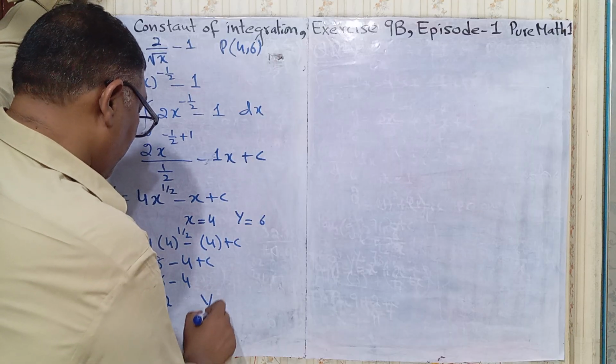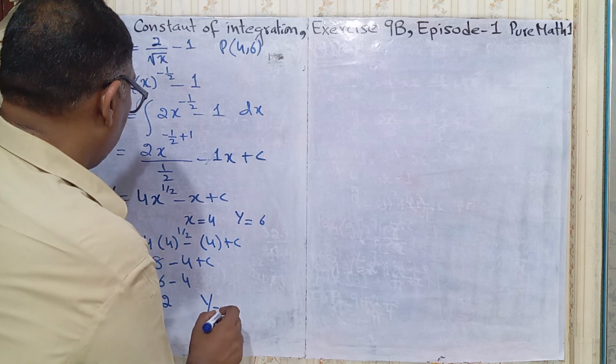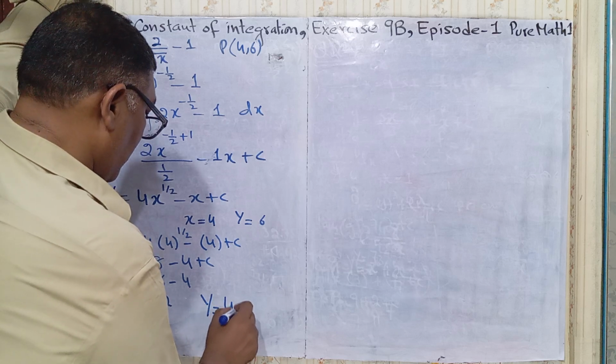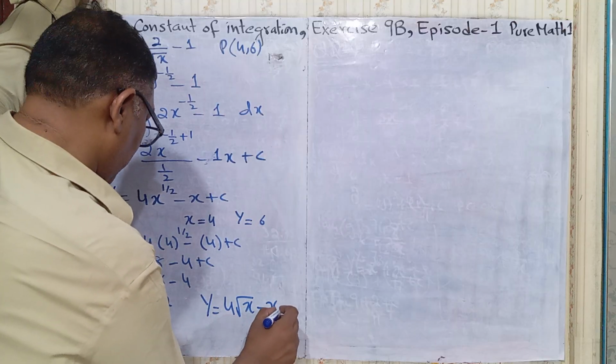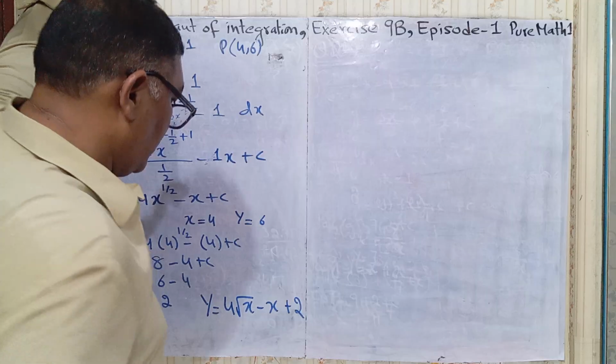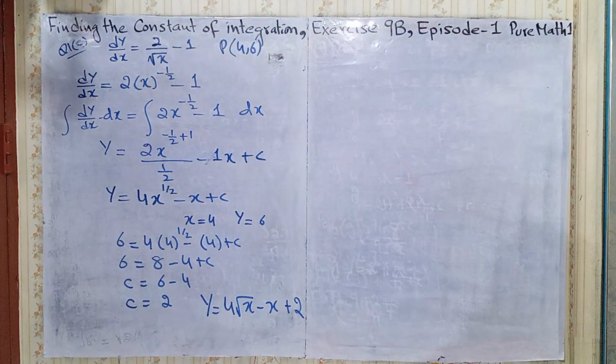So my equation will become y is equal to 4 under root x, then you have minus x, then plus c, which is plus 2. So this will be my equation. Let's check if the answer is right. The answer is 4 under root x minus x plus 2. So our answer is right, sir. This is how you will do the question number 1 and its E part.